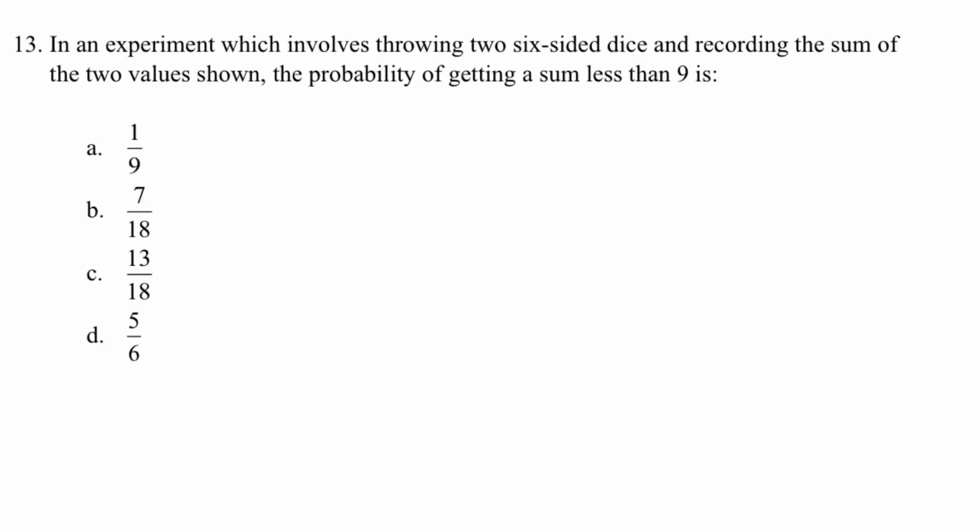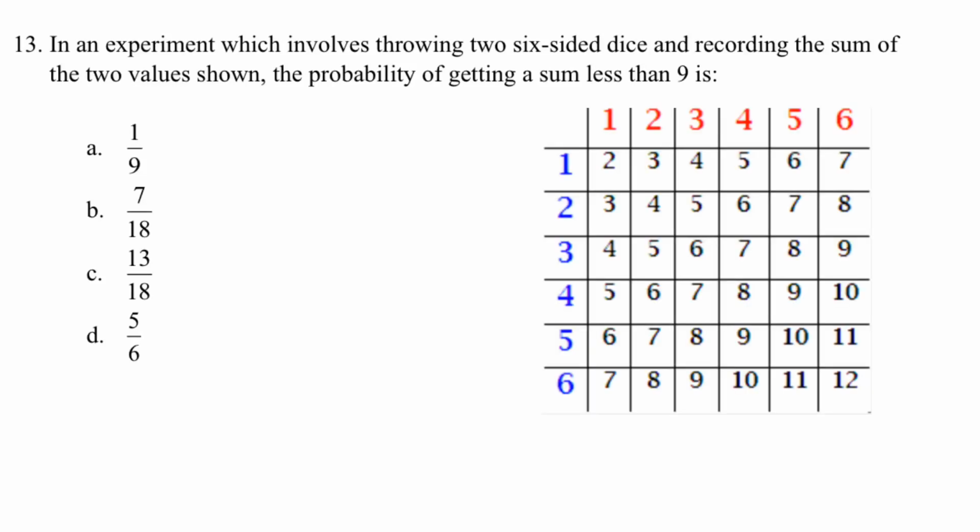Moving on to the next question. In an experiment which involves throwing two six-sided dice and recording the sum of the two values shown, the probability of getting a sum less than 9 is. We know this is a probability question, a sample space question. So make a sample space like this. 1, 2, 3, 4, 5, 6, 1, 2, 3, 4, 5, 6. Add the two numbers. 1 plus 1, 2, 1 plus 2, 3. Fill in the table here. And now, what did they ask us? Of getting a sum less than 9.